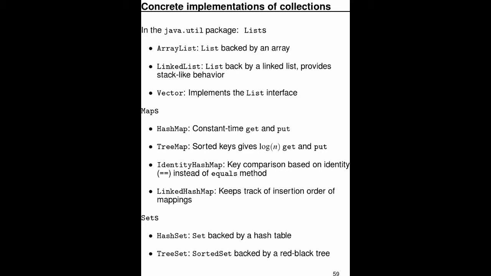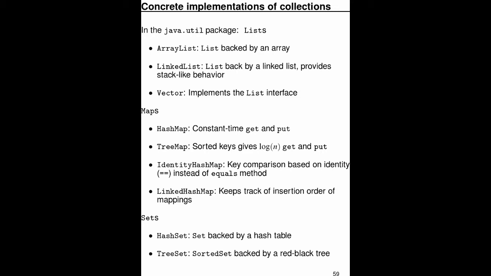Okay, there are a couple of implementations of maps. There's hash map, which gives you constant time get and put access. And then there's tree map, which sorts the keys and gives you presumably slower log n get and put, although your value of n has to be pretty big before it really makes a significant difference performance-wise.